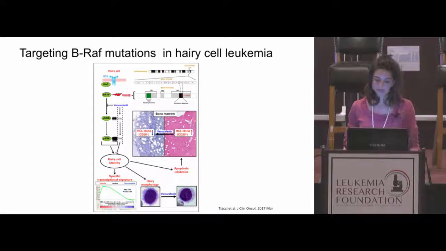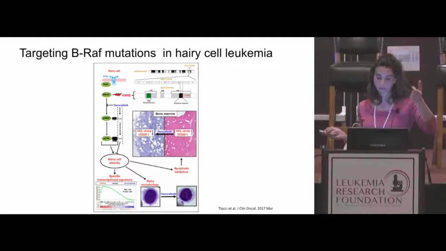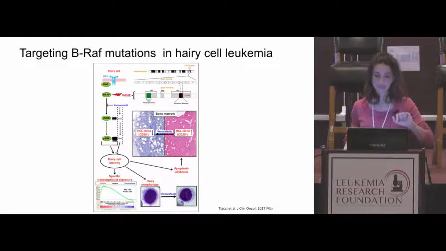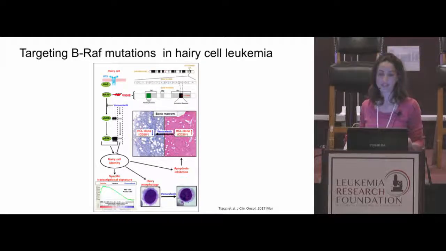And sequencing a patient with hairy cell leukemia revealed that there is a substitution that results in one amino acid being replaced by another at a specific site, and that activates all the downstream pathways that come downstream of RAF, which include MEK and ERK, and result in the cells having a very specific transcriptional profile and this hairy-looking appearance where they have these projections.